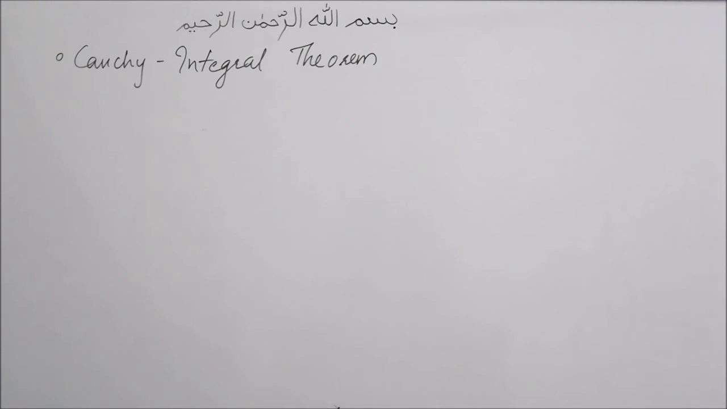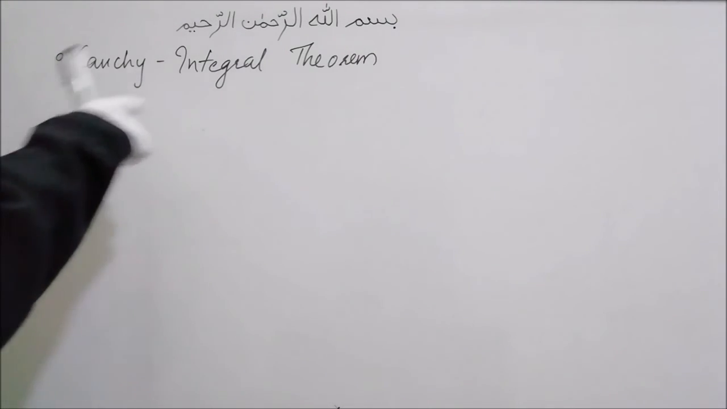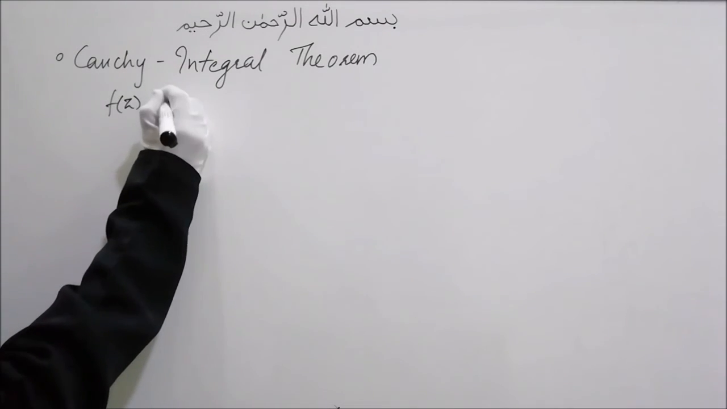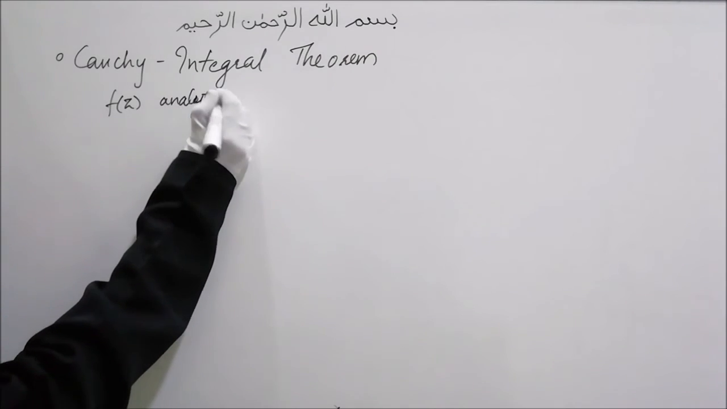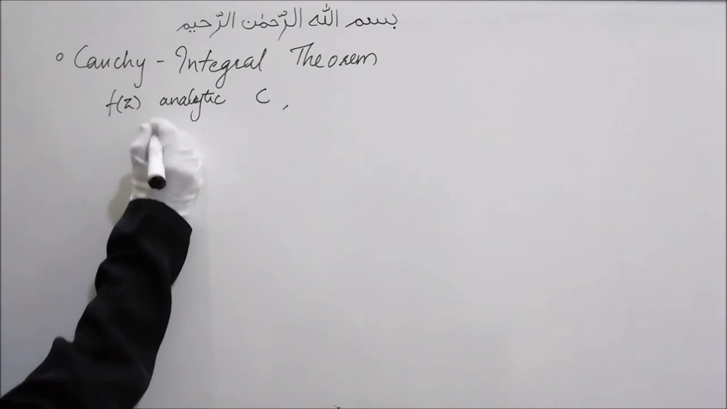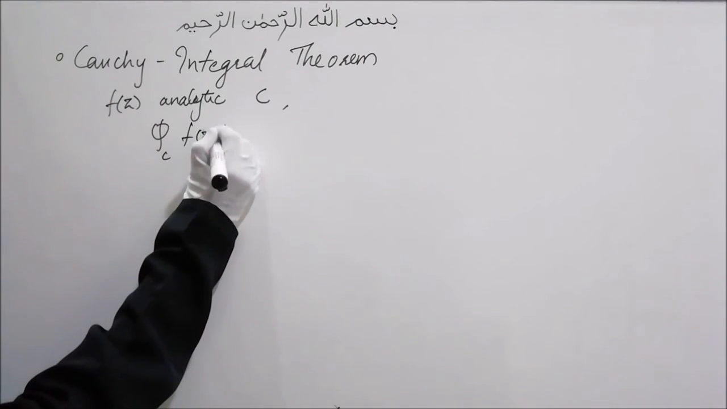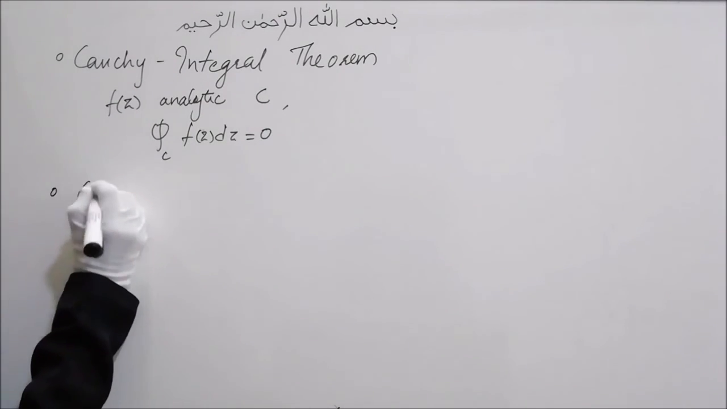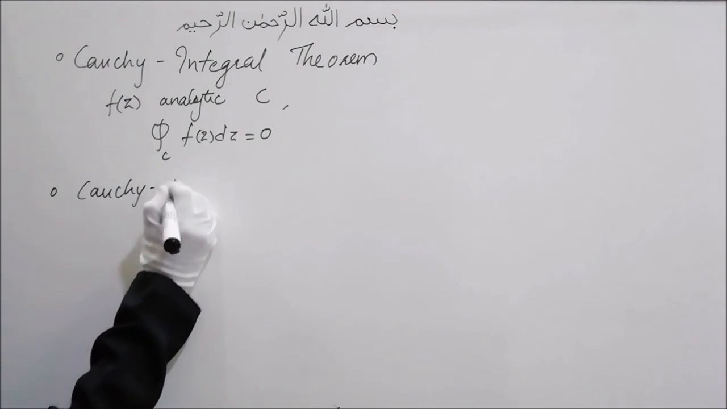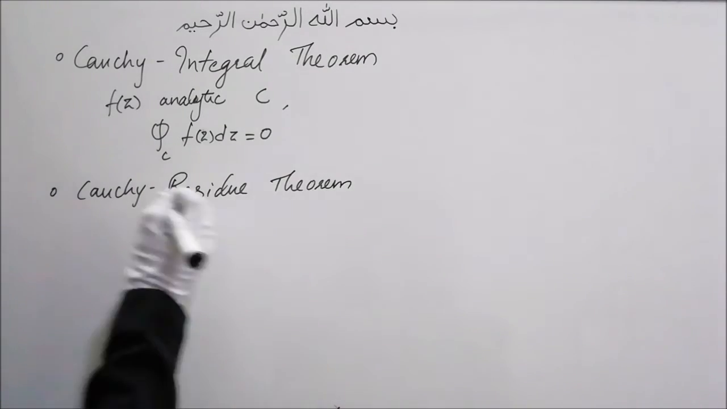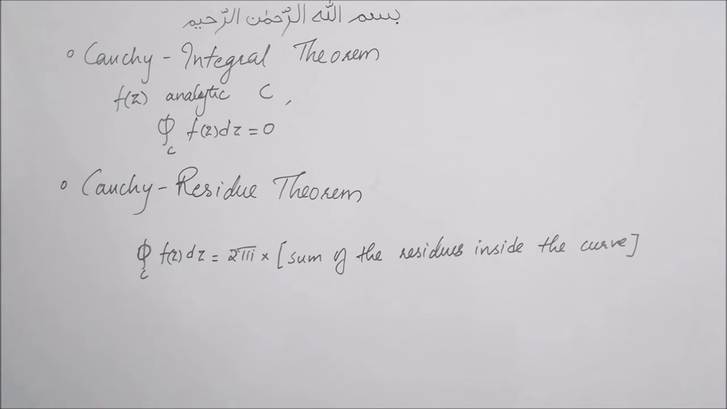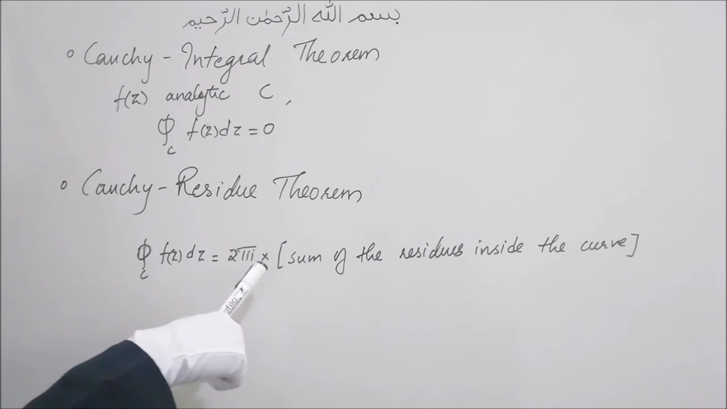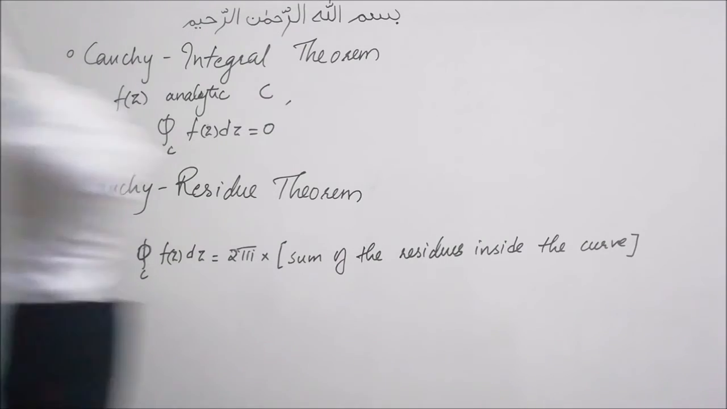Now we are going to look into two theorems. One is the Cauchy Integral theorem. If f of z is analytic in a region C, then the closed integration over C f of z dz will always be equal to 0. And the second theorem is the Cauchy Residue theorem. The Cauchy Residue theorem states that closed integration over C f of z dz is equal to 2 pi i into the sum of the residues inside the curve.